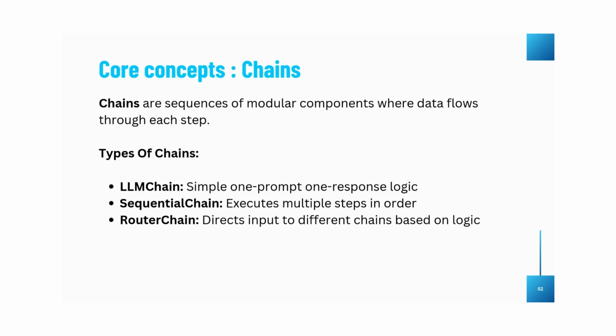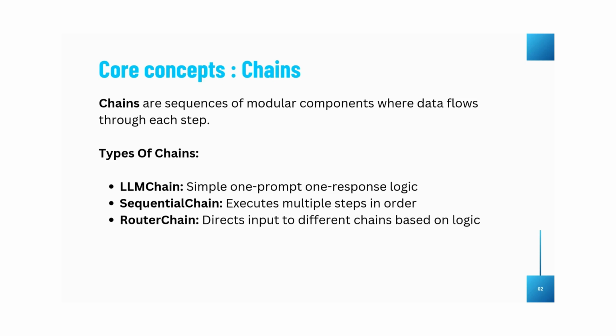And the best part? These steps are fully modular, meaning you can mix, match, and customize based on what your app needs. There are different types of chain in LangChain. LLM chain. This is the most basic and widely used chain. It takes a prompt and sends it to a large language model, then returns the output. It is perfect for simple tasks like answering a question or summarizing text.